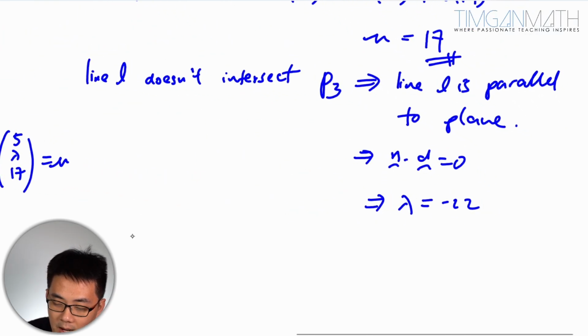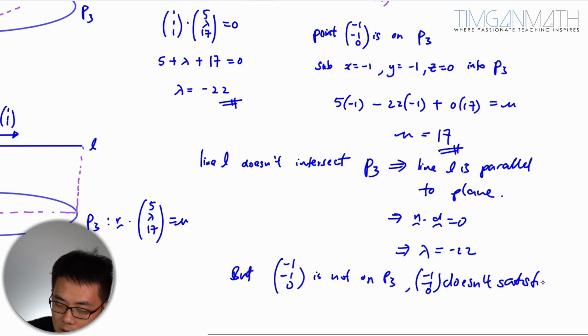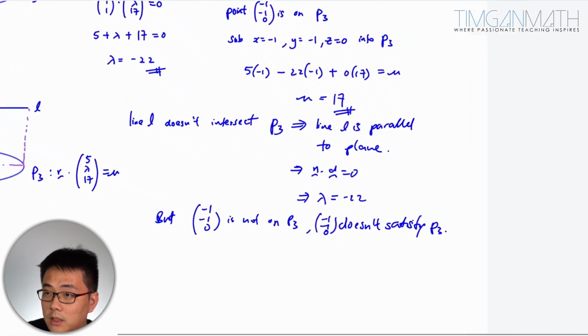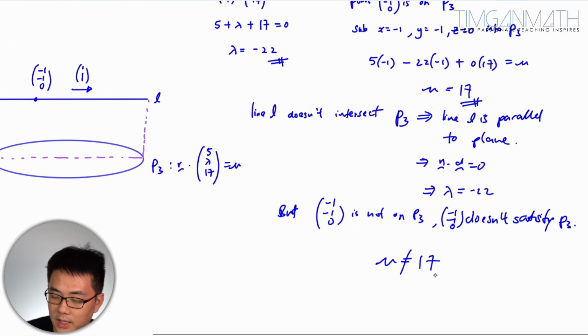Okay, but the point (-1, -1, 0) is not on P3. So it doesn't satisfy P3. Okay, this is what we can write. So in other words, mu cannot be equal to 17. That is very, very important. This is what we can deduce.